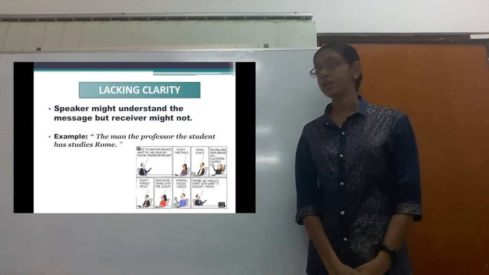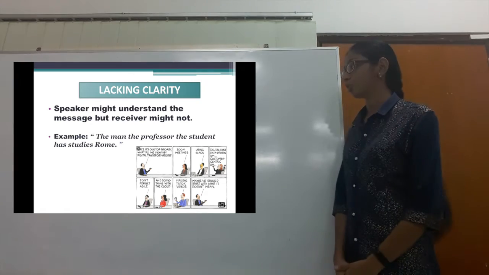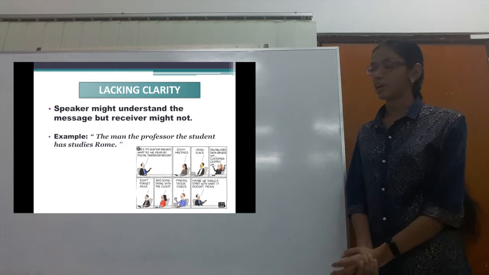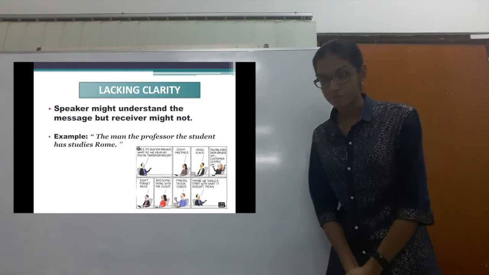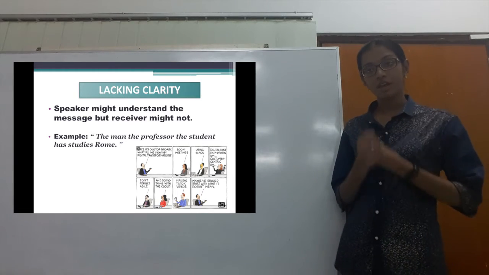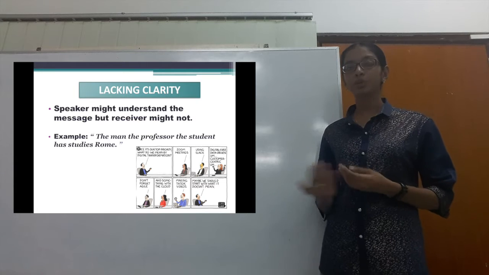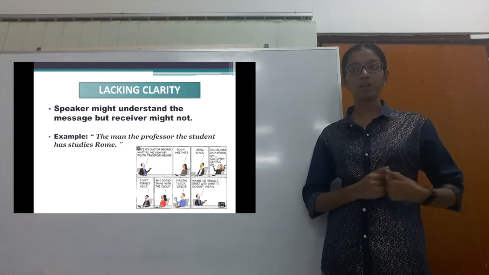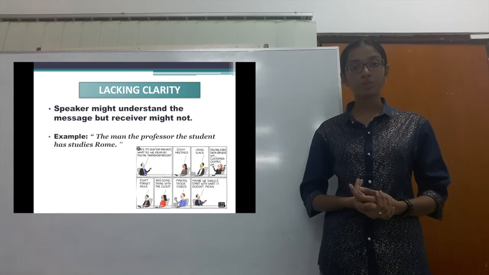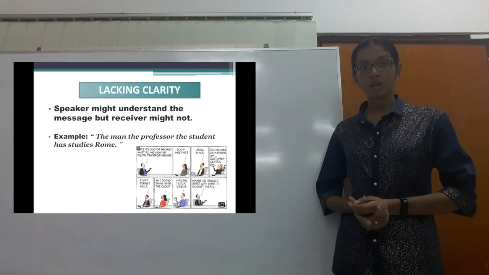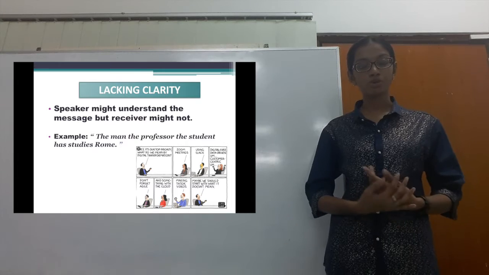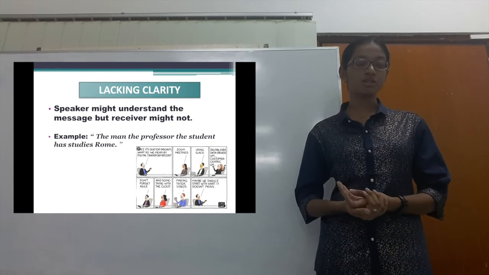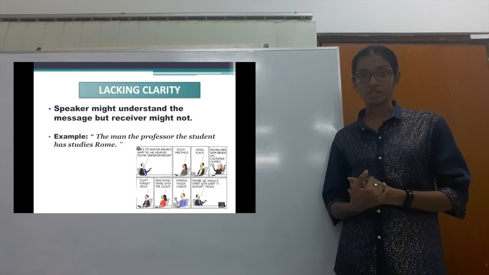Alright, the next barrier in effective verbal communication we're going to be looking at is lack of clarity. Now, what does it mean when I say lack of clarity? For example, in a presentation, in a group discussion, or even when talking to someone face to face, there are always two bodies involved. One, the speaker, and the other one is a listener. Now, a speaker is someone who tries to convey his or her message or ideas. A listener is a person who receives it.